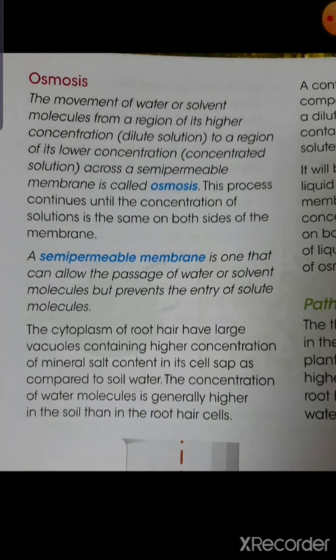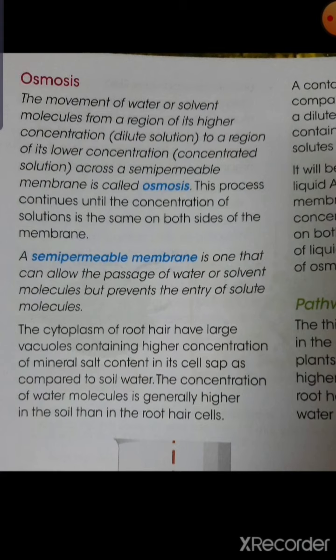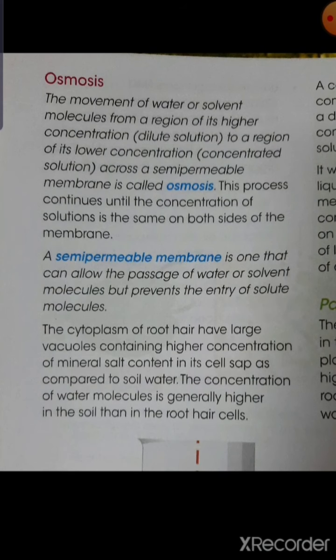In plant cells, we know they have very large vacuoles. In the large vacuole, cell sap is present, and inside the cell sap the mineral salts or mineral ions are present in higher concentration. But the amount of water is very low there, because the amount of water is higher in the soil. So through the semi-permeable membrane, a high amount of water will enter from the soil into the root hair cells by the process of osmosis.